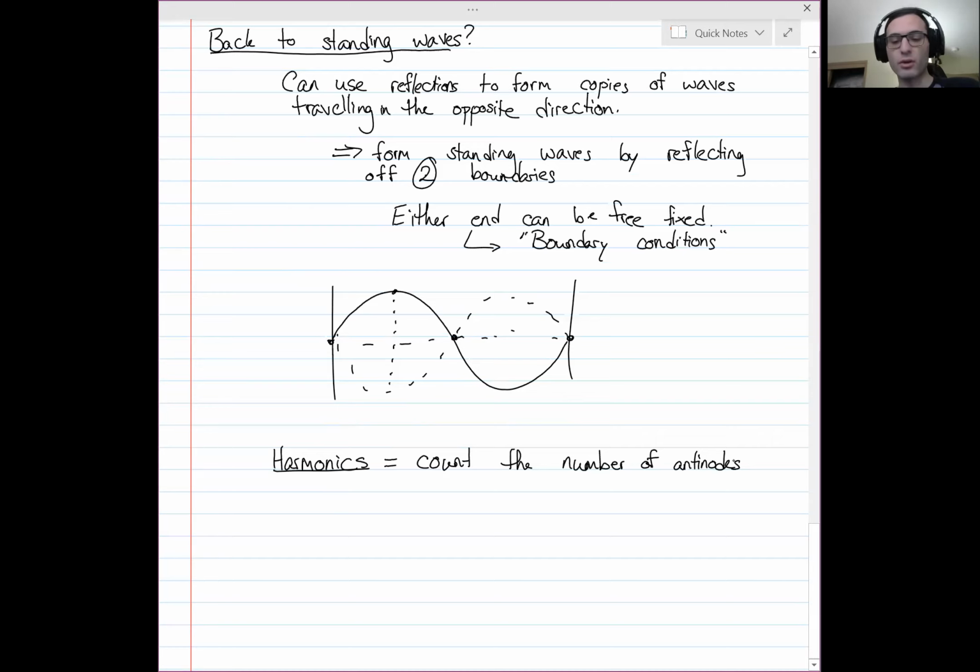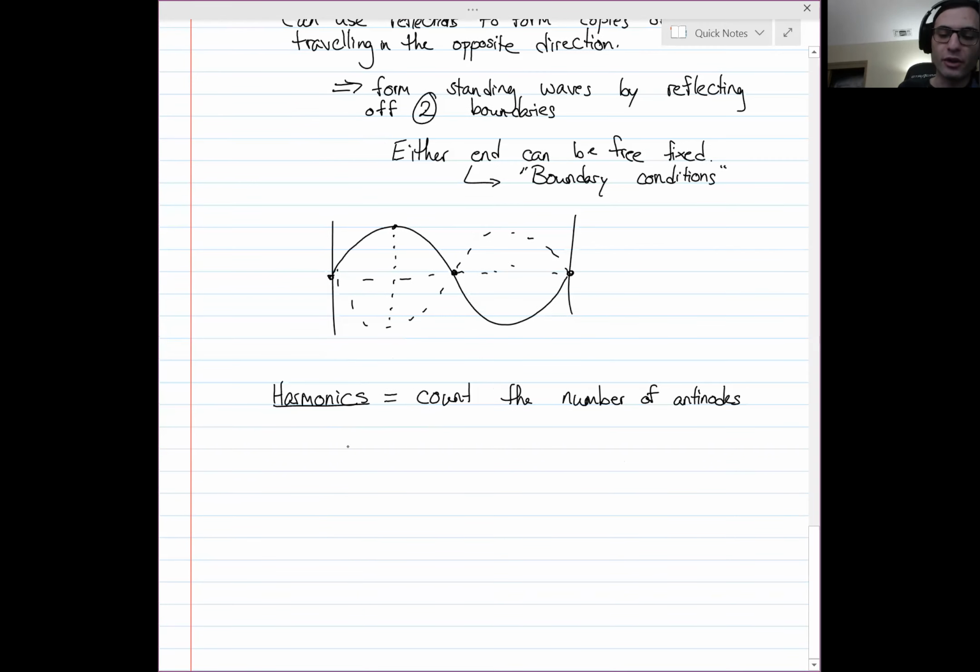So in general, if you want to say that something is the second harmonic of a system, that would mean that it has two antinodes. There's a special name for the first harmonic. It is known as the fundamental harmonic. This is the standing wave with fewest antinodes.